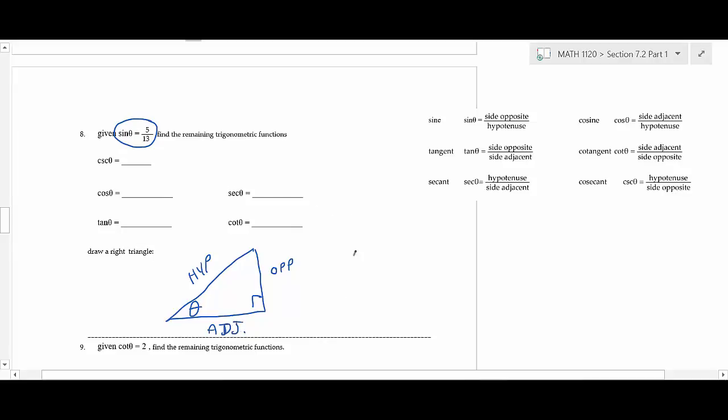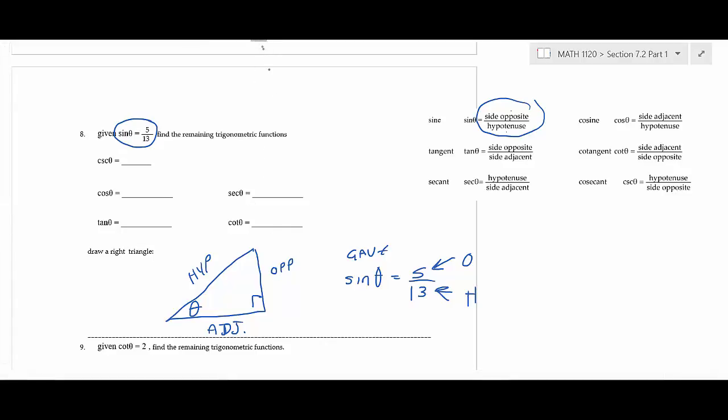Now see, I gave you the sine of theta equals 5 over 13. Well, what did I really give you? I gave you the opposite and the hypotenuse. So side opposite is 5 and hypotenuse is 13. I gave that to you based on that definition. So the side opposite is going to be 5, so that goes there. The hypotenuse is going to be 13, so that goes there. Does that make sense?